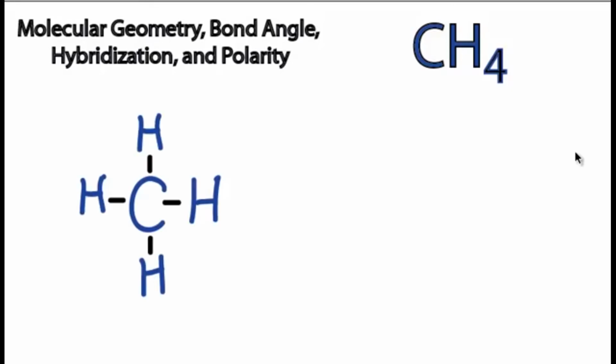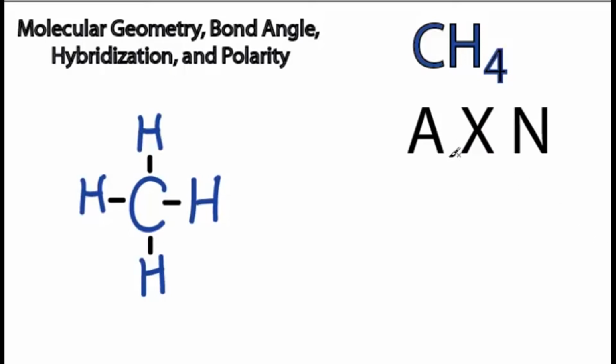Let's look at CH4 methane. We'll start with the molecular geometry. The first thing we need is a good Lewis structure. Once we have that, we can figure out the molecular geometry for CH4. To do so, we'll use this generalizable format.